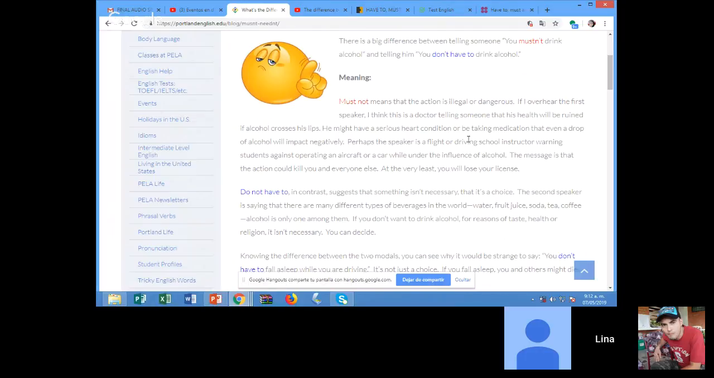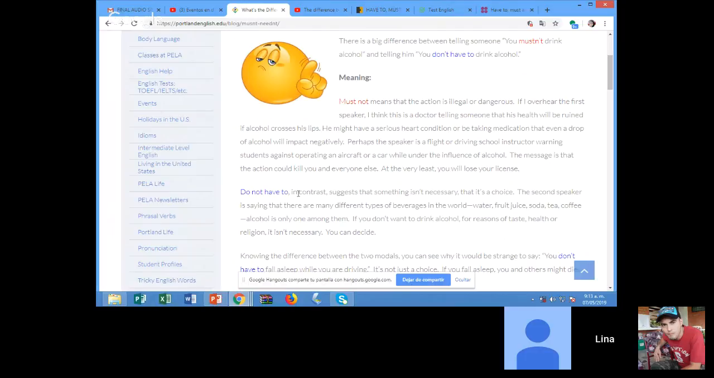Perhaps the speaker is a flight or driving school instructor, warning students against operating an aircraft or a car while under the influence of alcohol. The message is that the action could kill you and everyone else. At the very least, you will lose your license. So, must not.